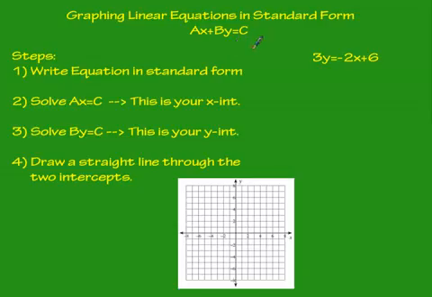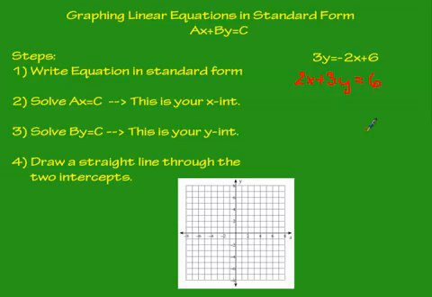So step number 1, you got to write your equation in standard form, meaning I have to get this negative 2x to the other side. It's a negative 2x, so I'm going to add it to both sides. So now I have a 2x plus a 3y is equal to 6, and now this is standard form. This is my a term, this is my b term, 3, and 6 is now my c term.